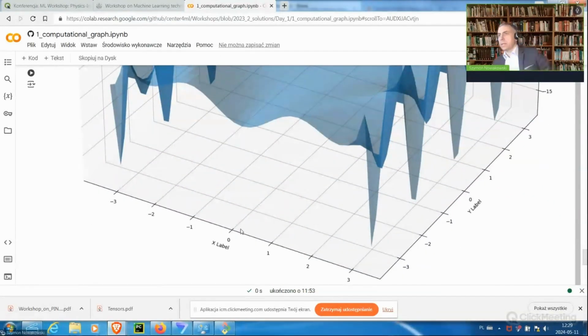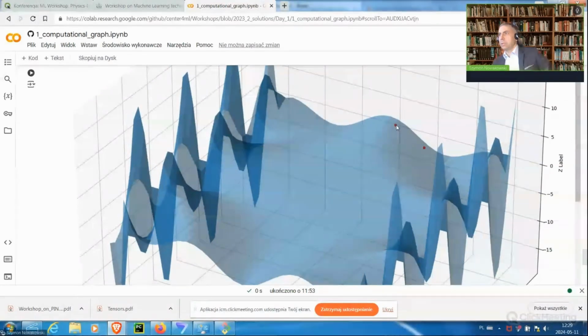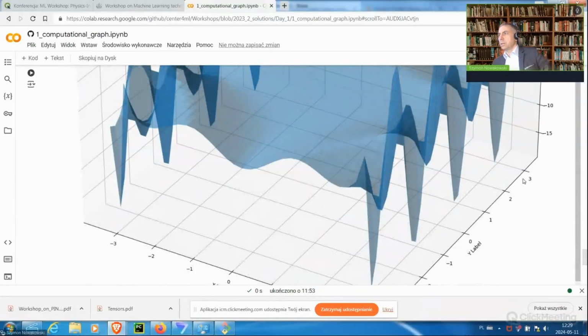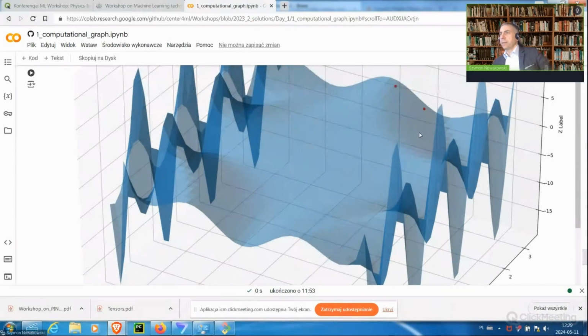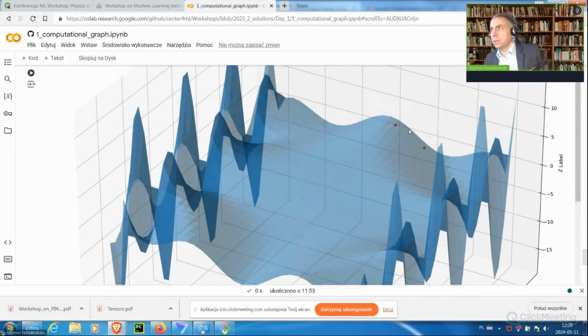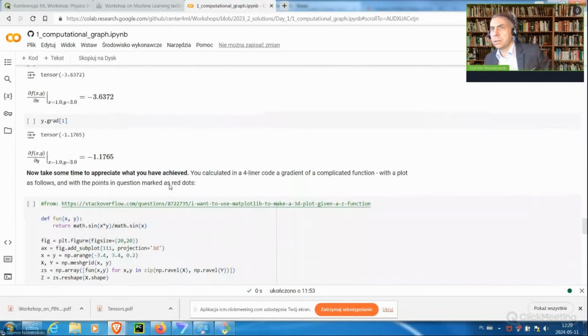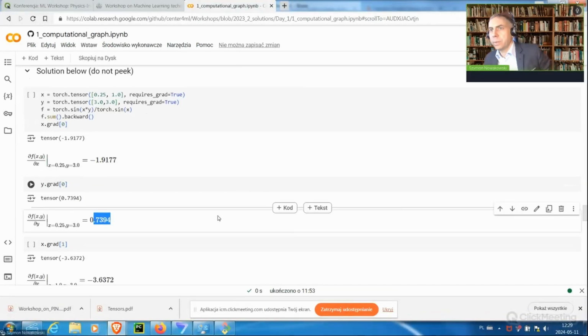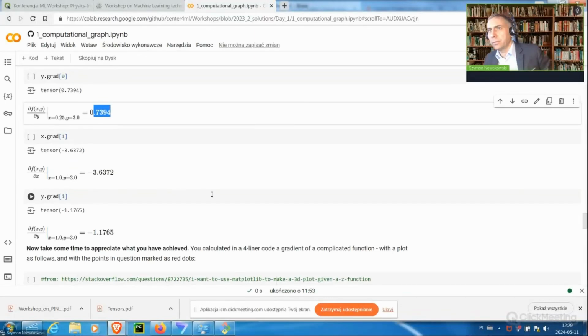The x is 0.25 and 1, and then the y coordinate is 3 for both of them. And let's have a look if the values of what we can see here make sense, in the sense of the gradients that we have. So for this point we have gradients like this. The gradient with respect to x is negative, and the gradient with respect to y is positive. And in the second point, both of them are negative.